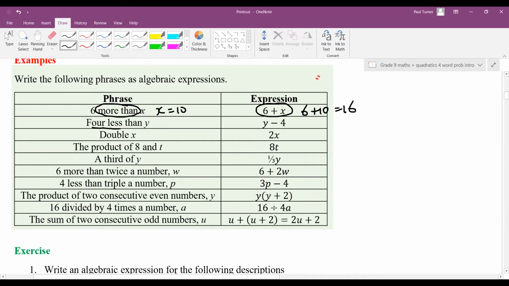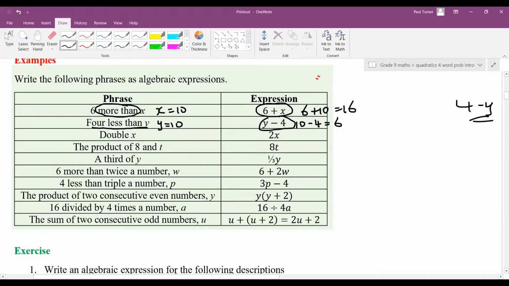4 less than y. So if y was 10 again, 4 less than 10 is going to be 6. So that would be the equivalent of saying 10 minus 4, which is 6. Okay, so don't write the 4 first. Some students see 4 less than y, and they'll write 4 minus y, which is going to be wrong. It's 4 less than the first number. So the y will become in the first position here. So 4 less than y, so y minus 4.